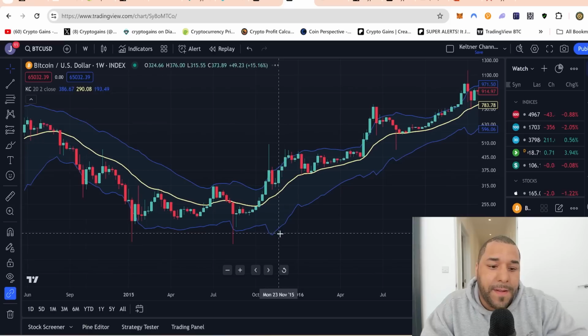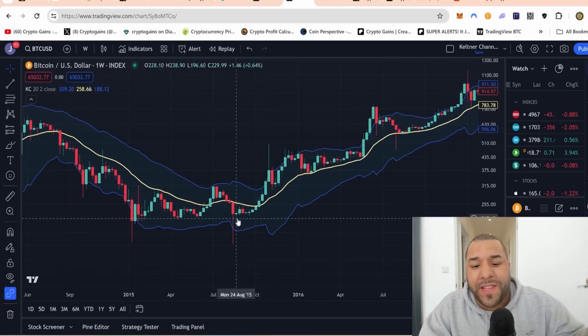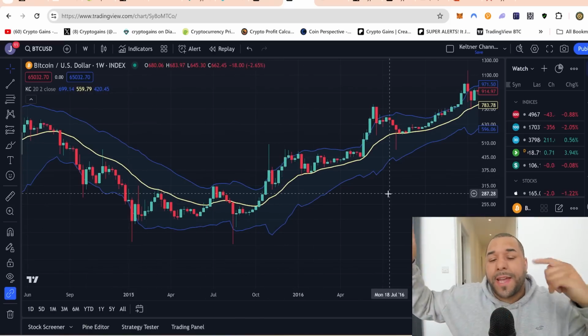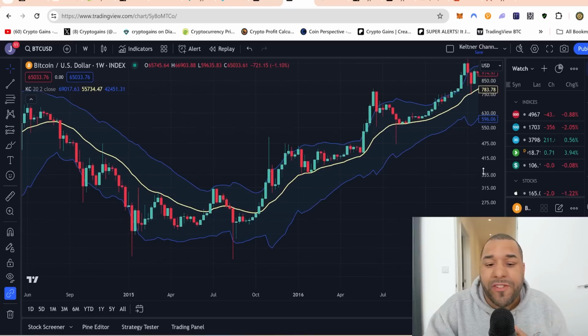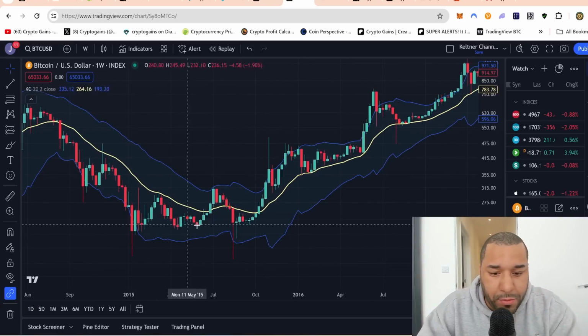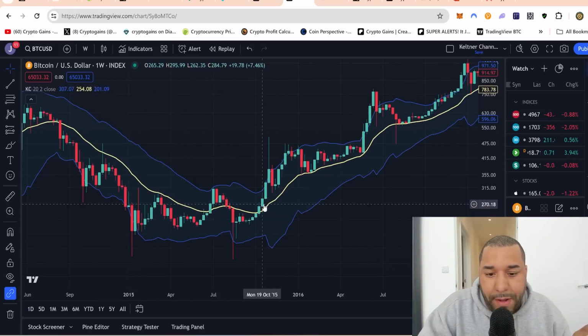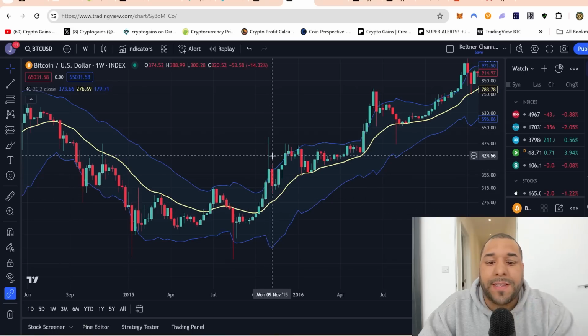So let's go back to the bottom of the last cycle. This is the 2015, 2016, 2017 bull cycle, right? And this is great because it's a good resemblance of what we could be in right now. We had the bottom of the bull cycle. Price action broke above the yellow line in the middle, and then we started to see an upward trend.